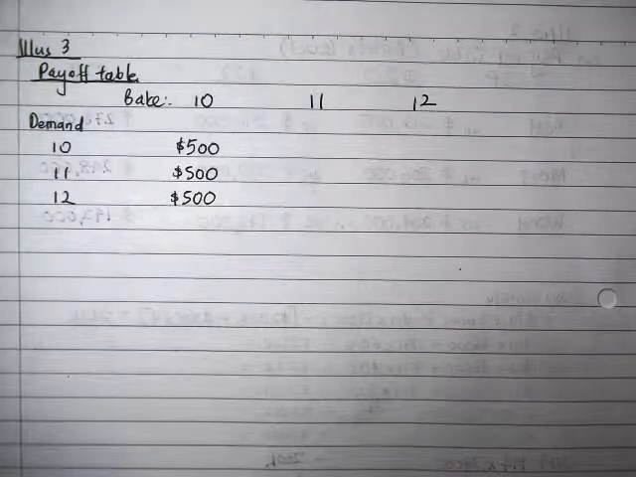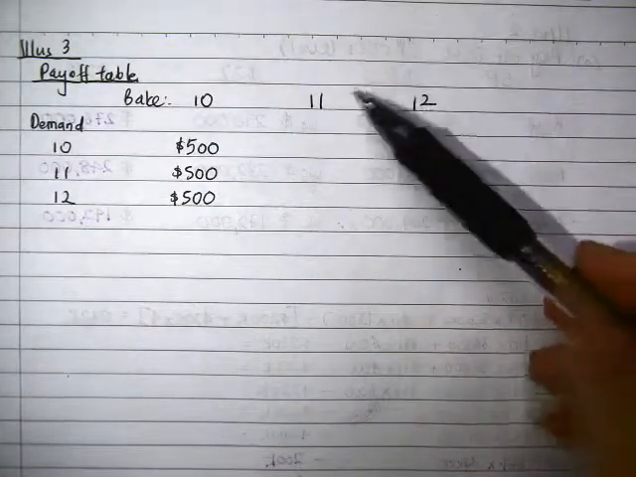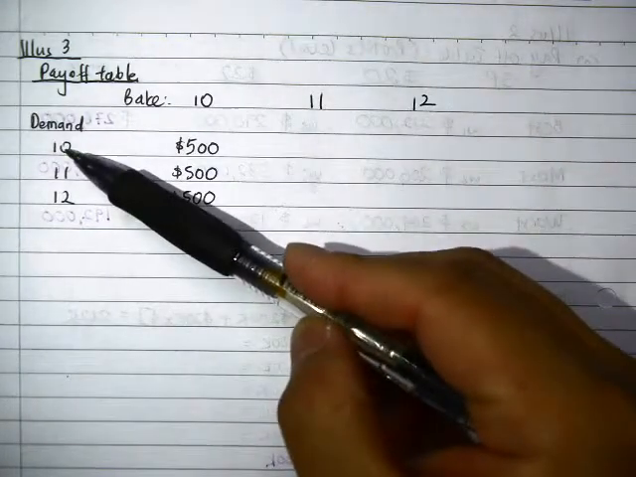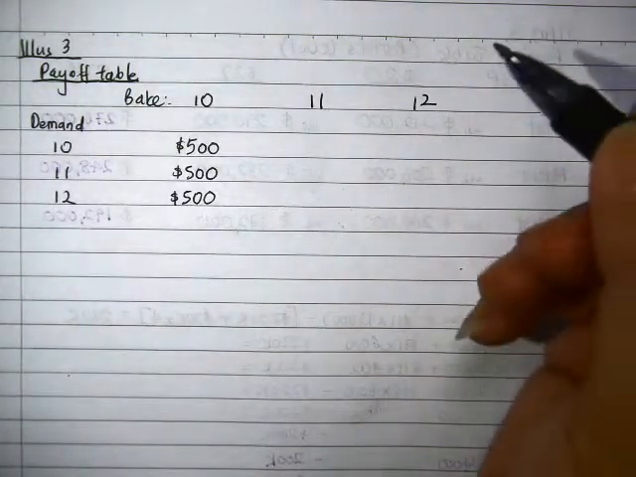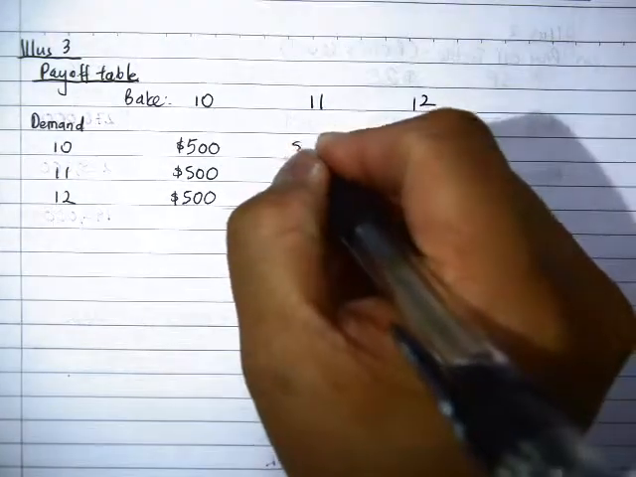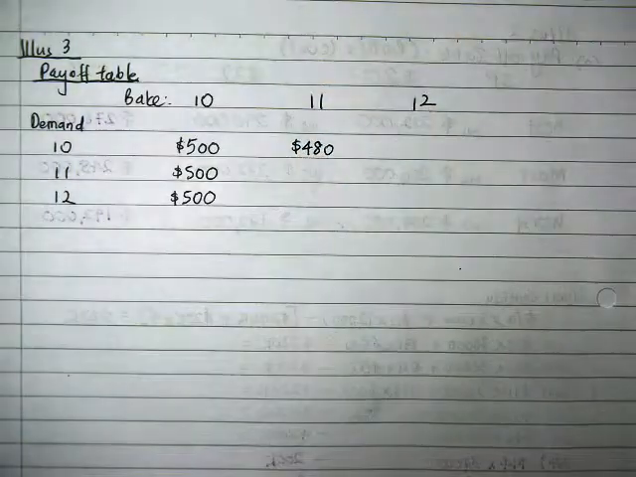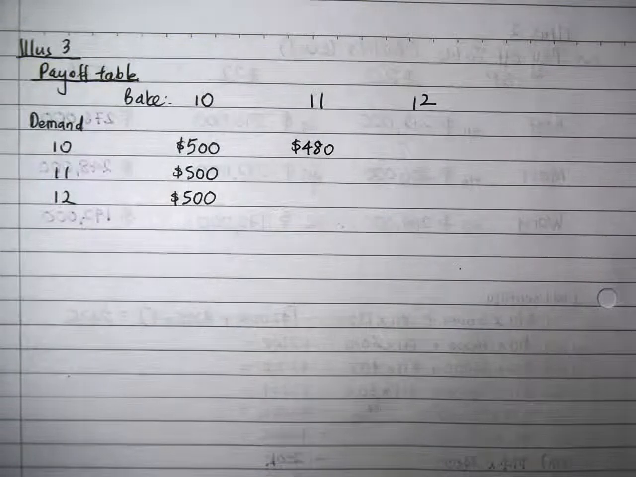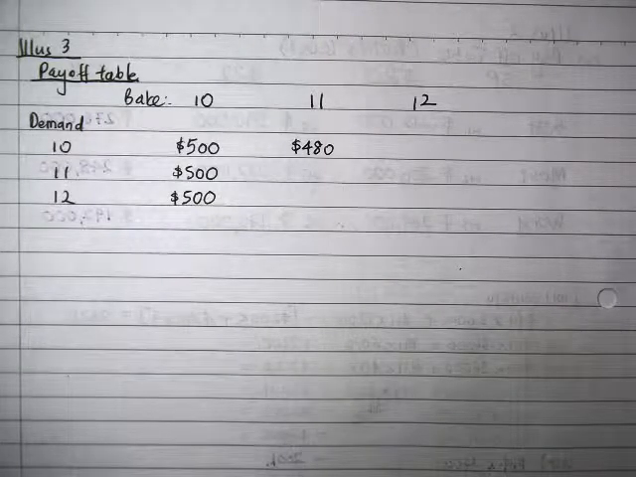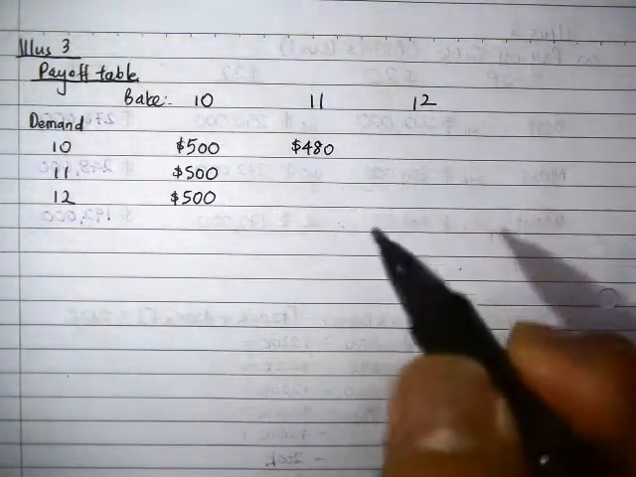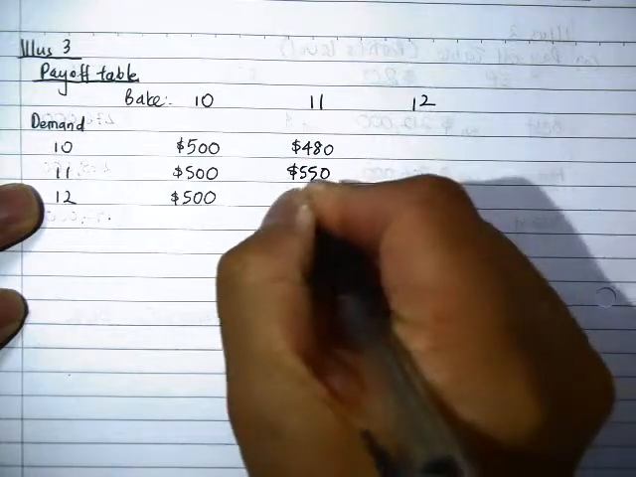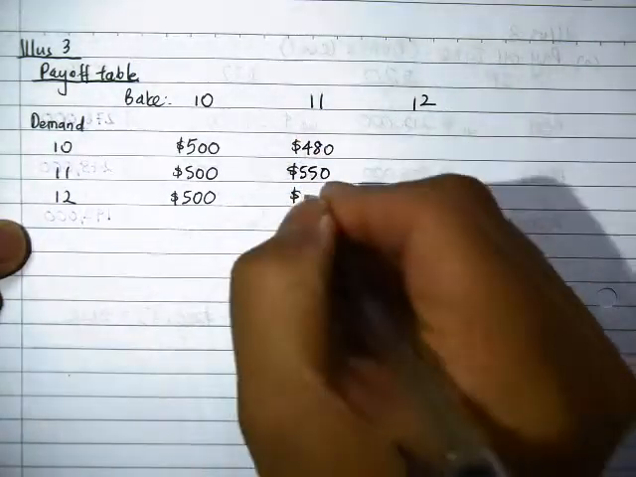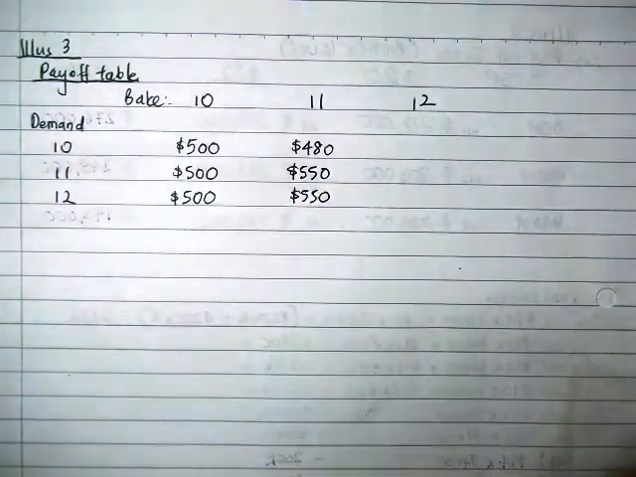Okay, but when you make 11, right? You only sell 10. How much is the profit? 480. Why 20 lesser? Yeah, because of the one bread you throw. The bread you throw results in negative $20. That's what they call a negative contribution. Here, make 11, sell 11, you get 550. Make 11, sell 12, also 550 because you only have 11.